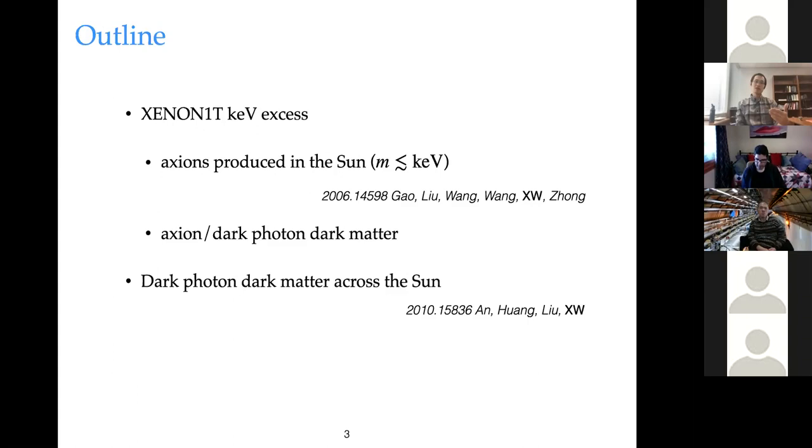In the second part of the talk, I will completely switch gears, talking about dark photon dark matter. They just cross the sun and convert to a radio frequency signal, which can be observed by a telescope. This is another paper I'm going to talk about. This is with Haipeng, Liu Jiang and Fapeng Huang.